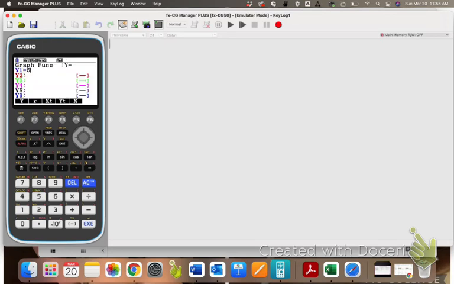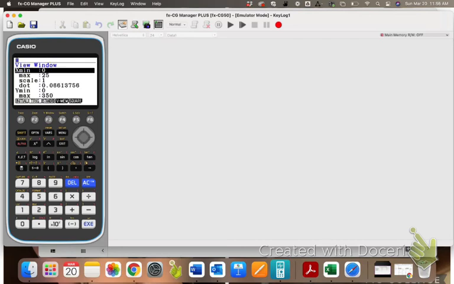We'll type in our equation. So 5,000 e to the 0.0175x. So once we have this typed in, we're going to graph it. We're probably going to need to adjust our window. So F3 for our window.